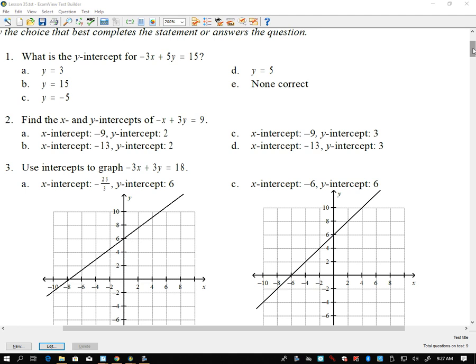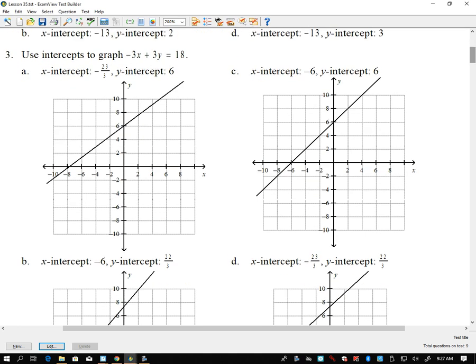All right. Let's look at the next one. Next one adds a little bit. It wants to know some more information. It says use the intercepts to graph negative 3x plus 3y equals 18. Blayton, let's say we want to figure out the x-intercept. What do I do? Okay, cancel y out or plug in 0 for y. So in the end, what would you end up rewriting your equation as? Negative 3x equals 18. So what's x going to equal? Negative 6.